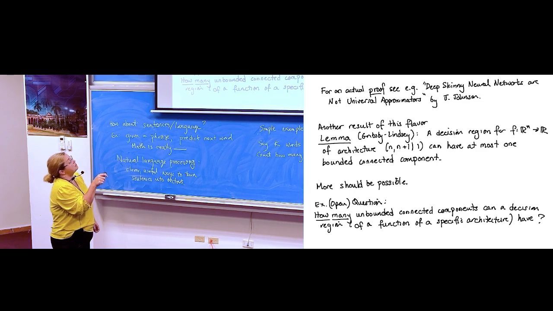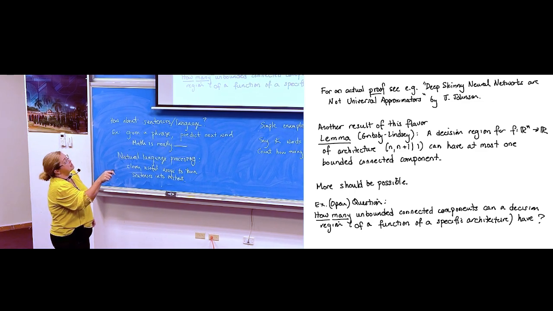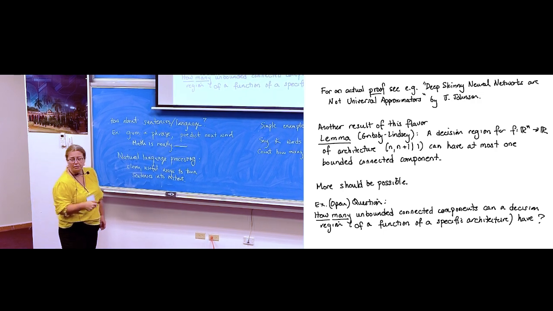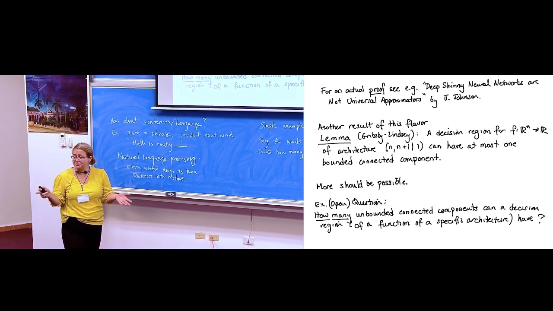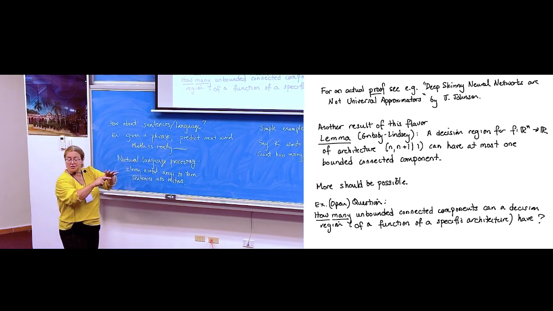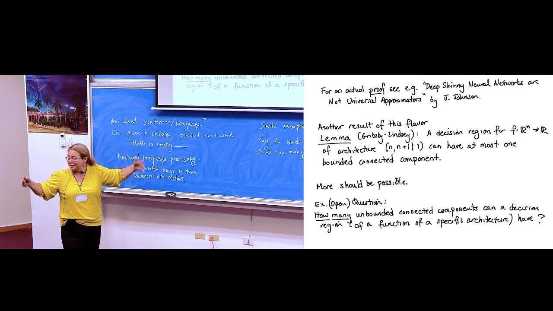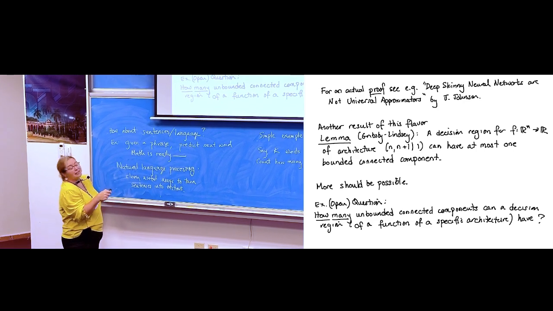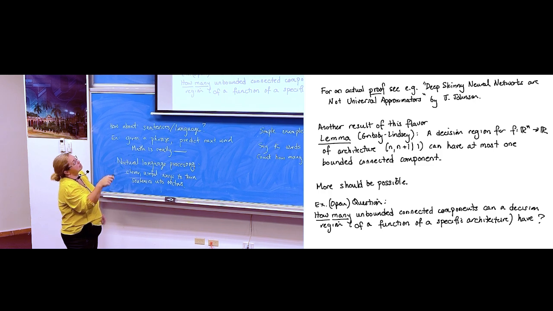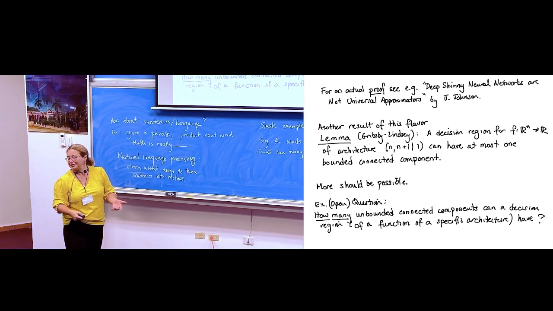I did not give a proof. If you do want to see the proof, I recommend this article: Deep skinny neural networks are not universal approximators. You might remember in the first lecture, I said there's this universal approximation theorem, which said that if your architecture is arbitrarily complicated, you can approximate any function. I think what this title is highlighting is that not all architectures can do everything.